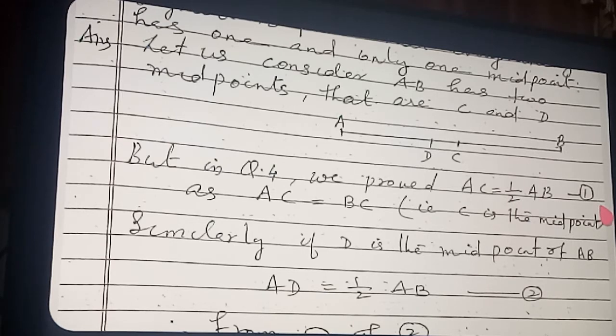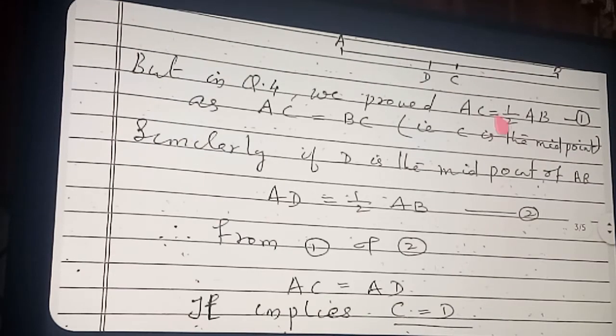Okay, question number 1, you write. If D is the midpoint, then what will happen? AD is equal to half of AB. Yes or no? If D is the midpoint, AD is equal to half of the whole line segment according to this condition. This we already proved. So this is the first equation and this is the second equation. From 1 and 2, you see here the RHS part is equal, no? If the RHS part is equal, then what can you say? The LHS part is equal. So AC is equal to AD.